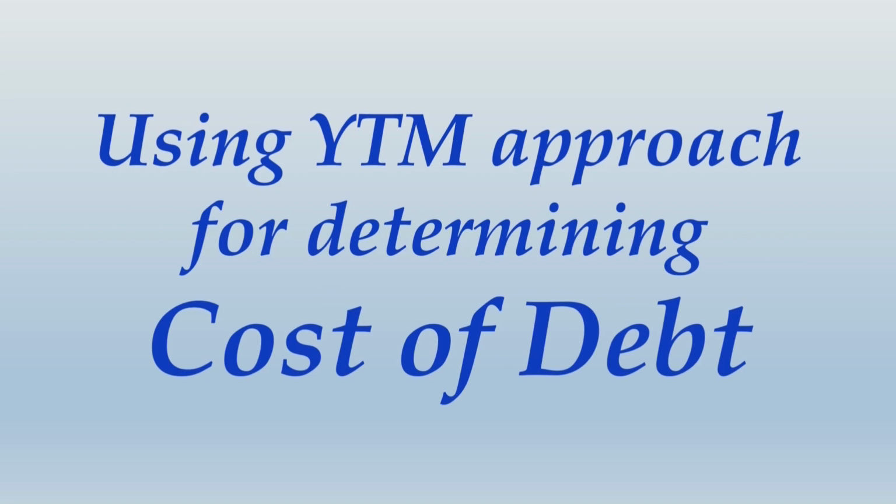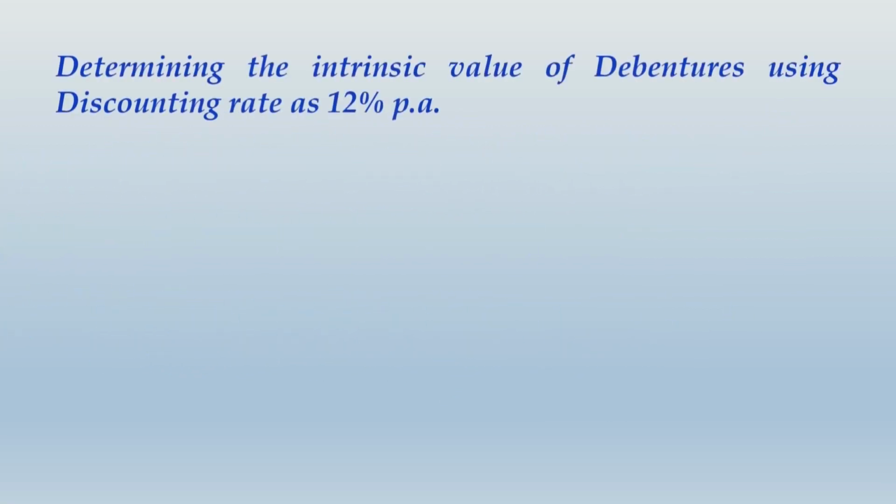After writing this heading, let us understand first what we have to do. You are going to determine the intrinsic value of debentures using discounting rate as 12% per annum, because we have decided that we are going to consider something between 11 and 12. Now notice one thing, here what we observed was it was 11.82%, which was very close to 12. So we would first apply calculation with 12%.